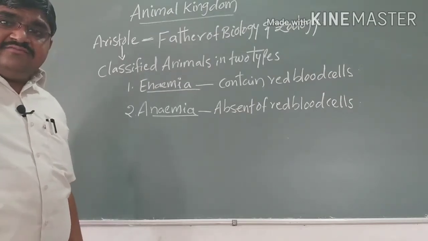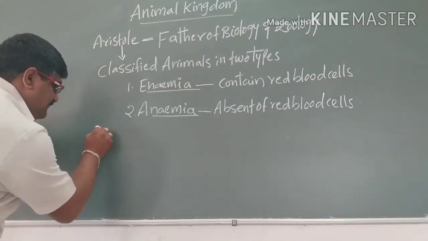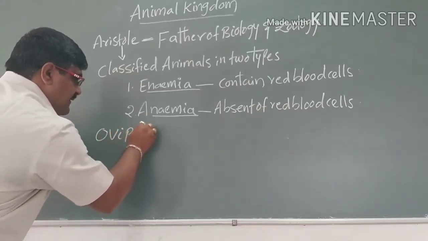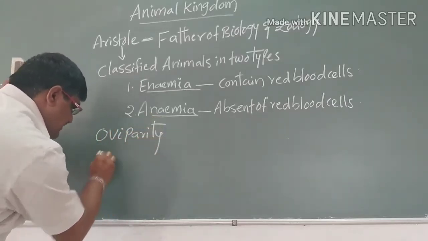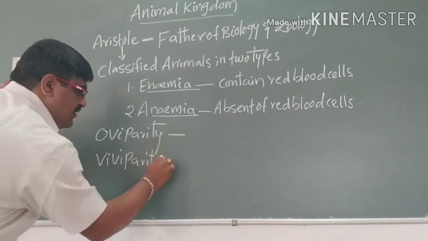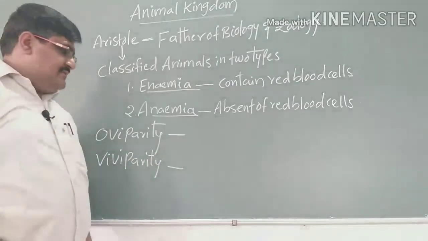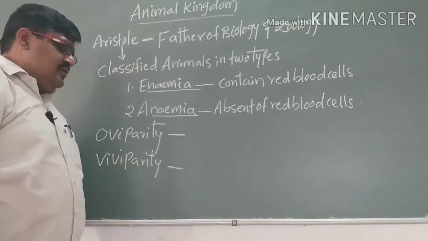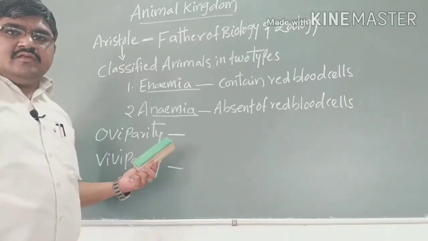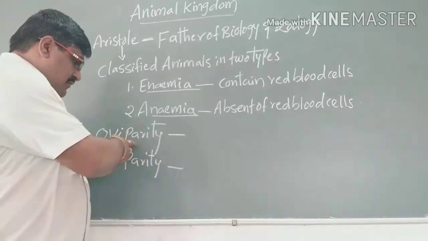Here the organisms are classified into two types. One is oviparity and the second one is viviparity. Here oviparity means based on egg laying. If the organisms produce eggs, and from the eggs they produce young ones, we can call them oviparities.